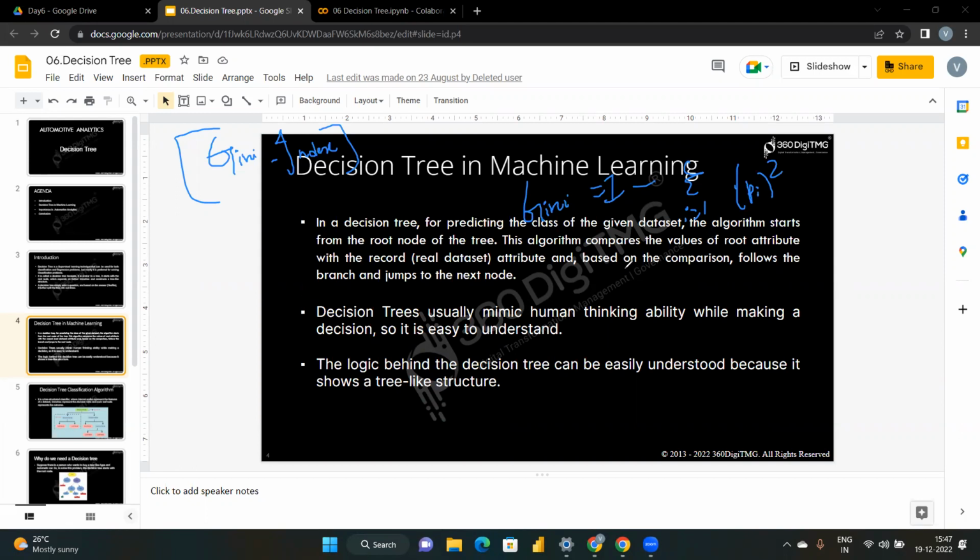So what are the steps to calculate the Gini index? The first thing is to calculate Gini for subnodes using the above formula, for success and failure. Then calculate the Gini index for the split using the weighted Gini score of each node of the split. CART, the classification and regression trees, uses the Gini index method to create split points. So this was about the Gini index, guys.